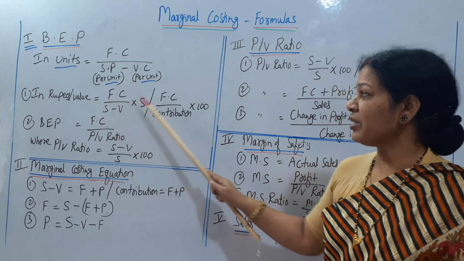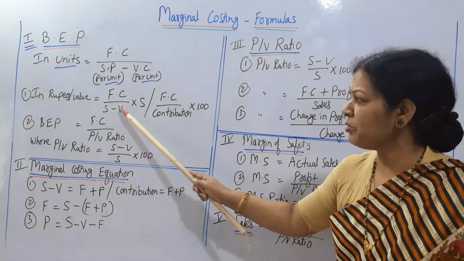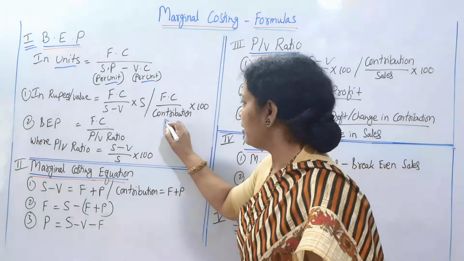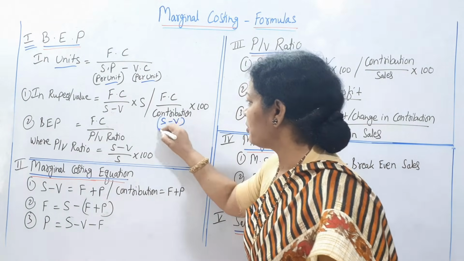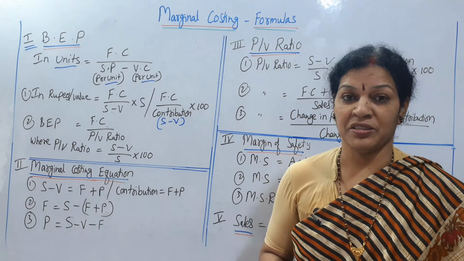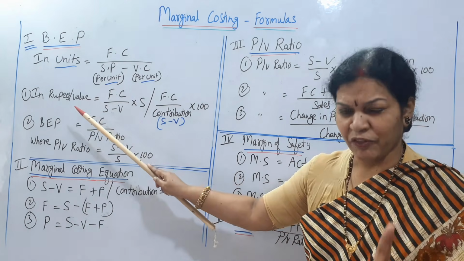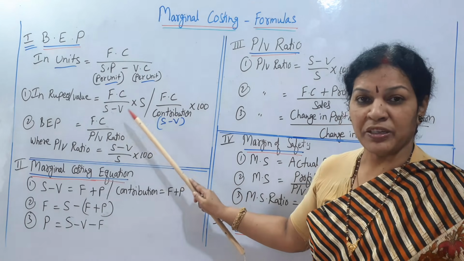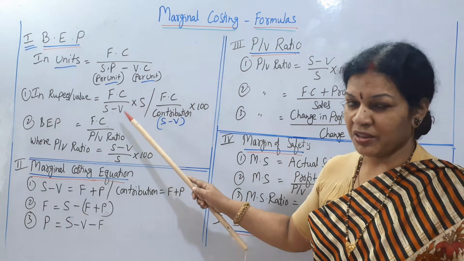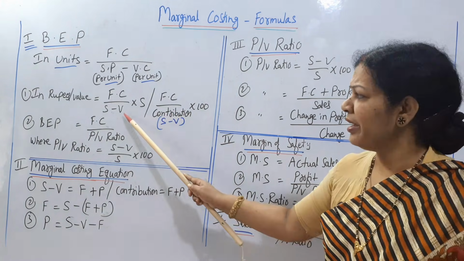The same thing you can say as fixed cost by contribution into 100. What is contribution? Contribution means nothing but S minus V only. Please remember, very much useful. Contribution means S minus V, sales minus variable cost. So if you want to calculate in rupees, one formula is FC by S minus V into S. The same thing you can say as fixed cost by contribution into 100. What is contribution? S minus V only.